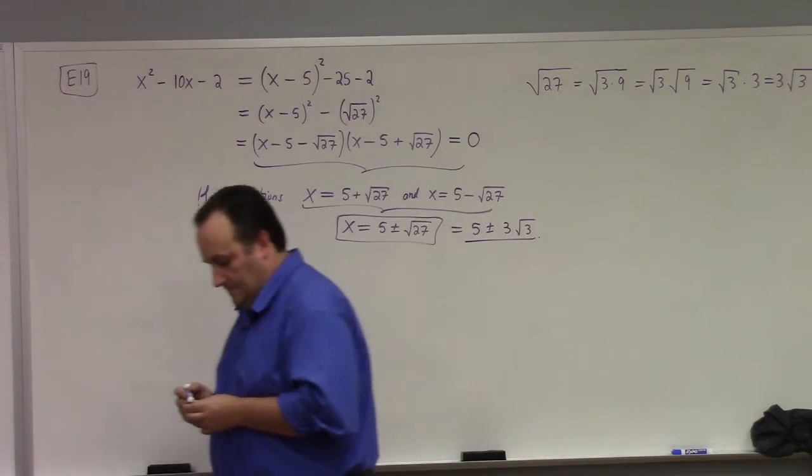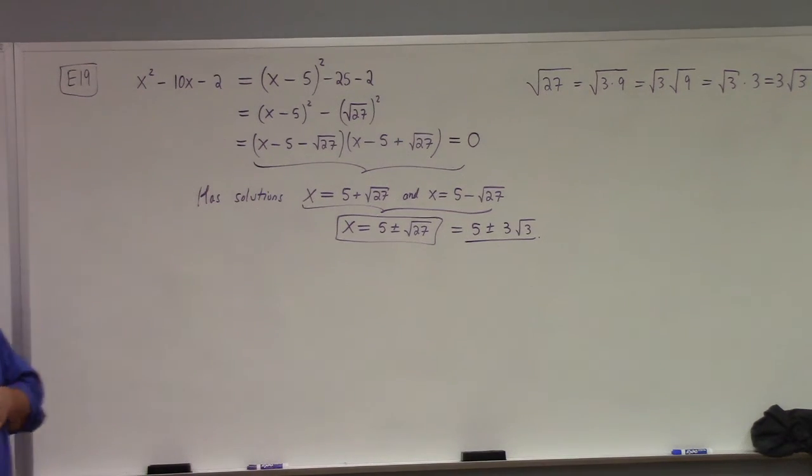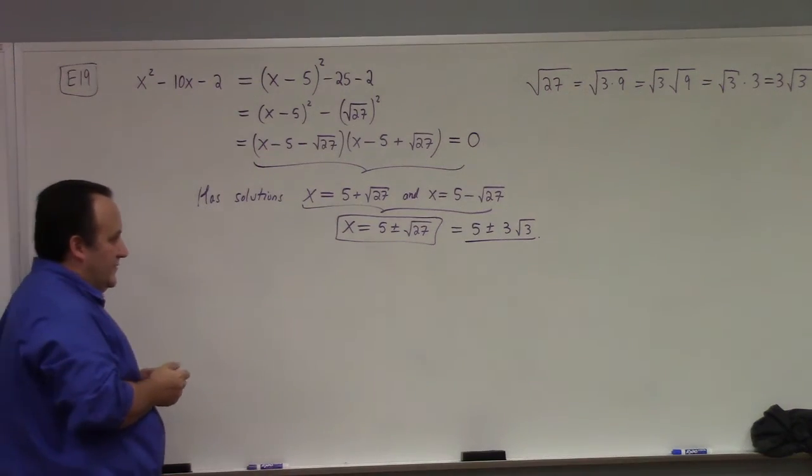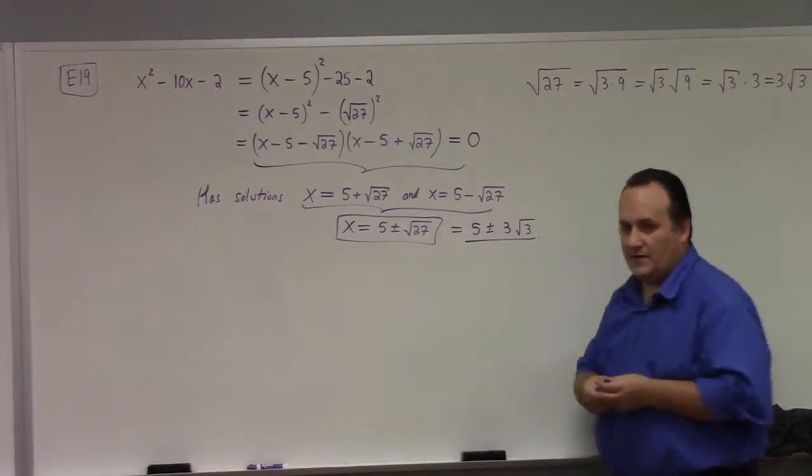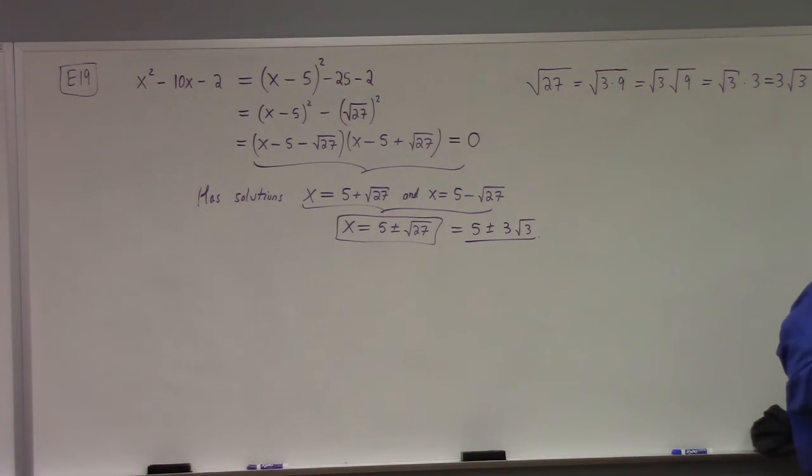Shouldn't you then combine the 3 with the 5? You can't add the 3 to 5 or subtract the 3 from 5. The 3 is with the square root, and we'd need a root 3 times the 5 in order to combine those. Yeah, they're apples and oranges.